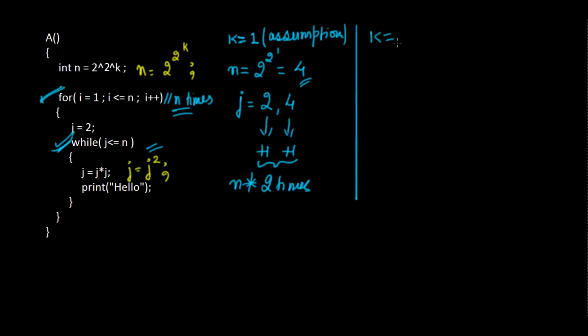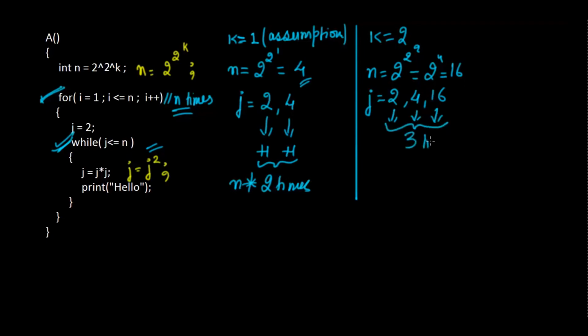K value is equal to 2. So my n value becomes 2 to the power 2 to the power 2, which is equal to 2 to the power 4, which is equal to 16. Now j value will again initialize to 2, and we will square it till we get 16. So the total number of times we printed hello is 3 times, and this is the while loop which printed 3 times, and it is nested in for loop. So we will multiply their complexities, and this will become n into 3 times.